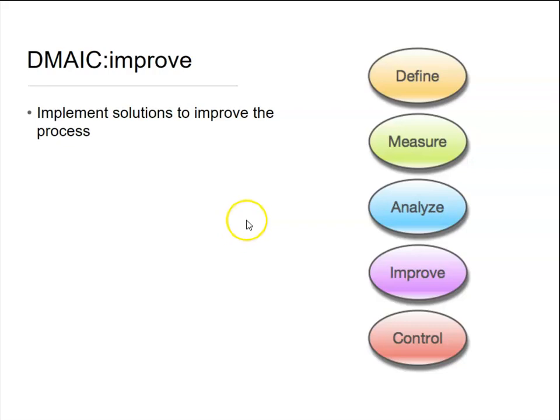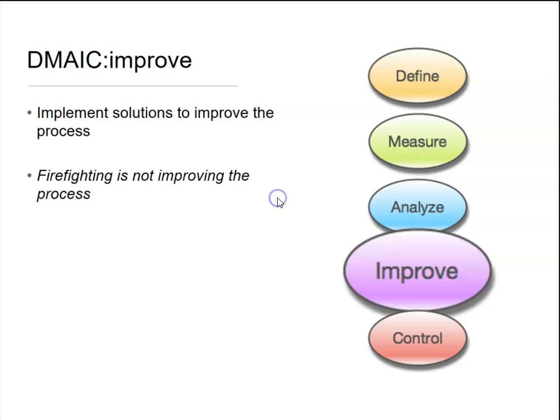In the improvement stage, I've actually devoted the last lecture of the quarter to improvement opportunities, because it's so important, because it's really like the meat and potatoes of what we're trying to learn. It's like, well, what do we do in order to improve our process? We have to firefight, we have to fix problems as they arise, but we're not improving the process if we're just firefighting, right?